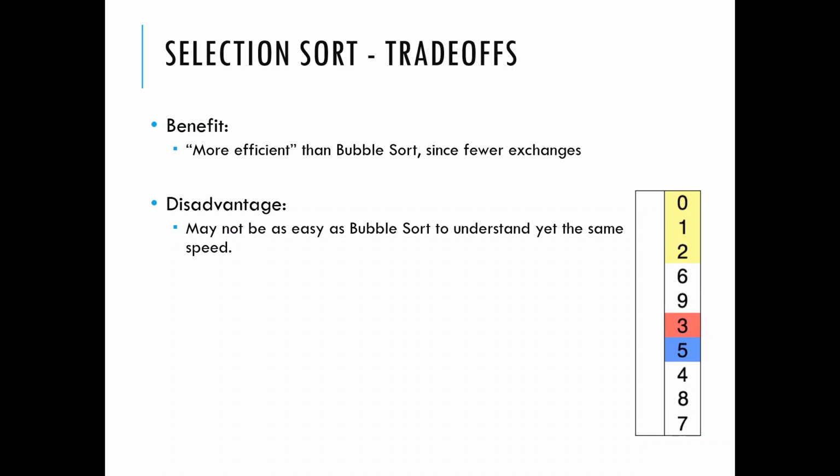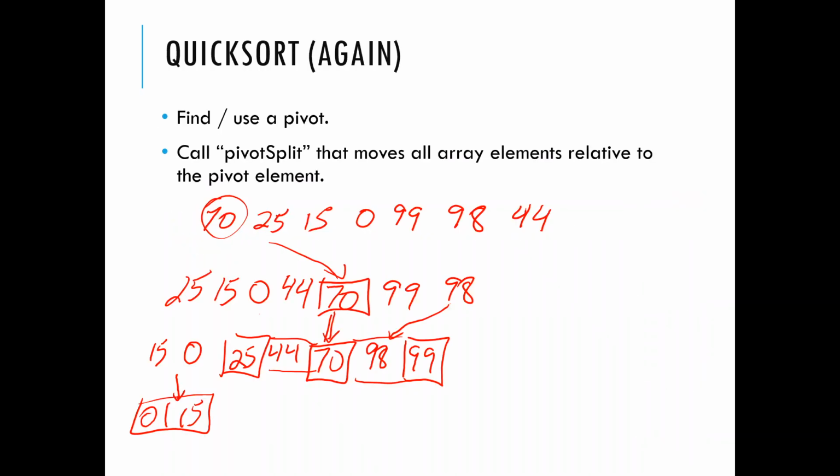It's more efficient than bubble sort in the fact that I don't have to do as many exchanges, but I still have to do the same number of comparisons. It's a for loop in a for loop, so it's going to take n squared steps. Notice the animation is going faster than the other one. It's still slow. It's faster than bubble sort, but not by much.